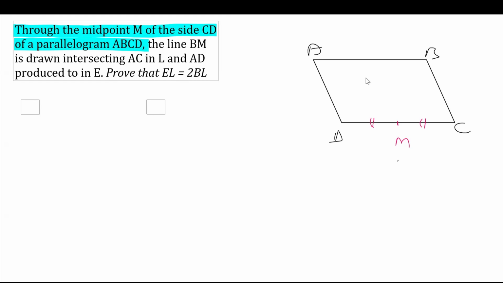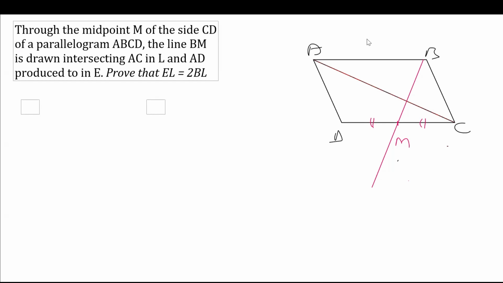Now further it says that we have the line BM, right? BM is drawn intersecting AC at L and AD produced to point E. So let's first join AC. Joining AC first and producing this line BM. So first we'll be joining BM and then producing it, over till here. Further, it is meeting AD produced.